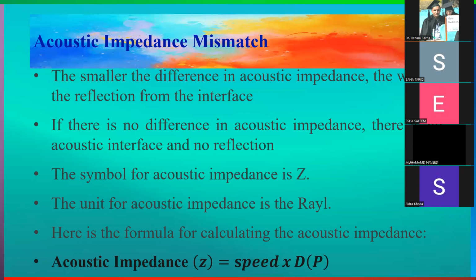If the difference is great, then there will be a strong interface and strong echoes will reflect with high amplitude, and these high amplitude echoes will appear brighter. So we came to the conclusion that if the acoustic impedance mismatch is greater, then there will be a huge reflection with high amplitude and that will appear brighter.